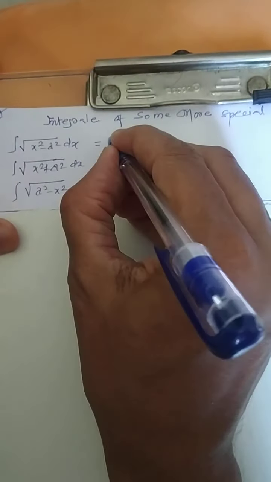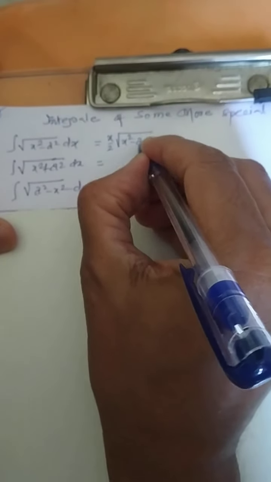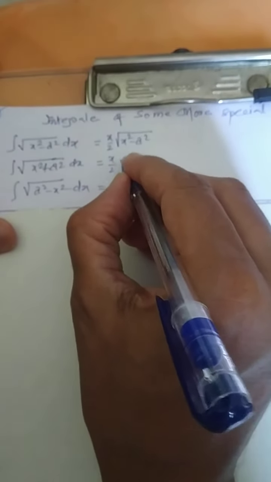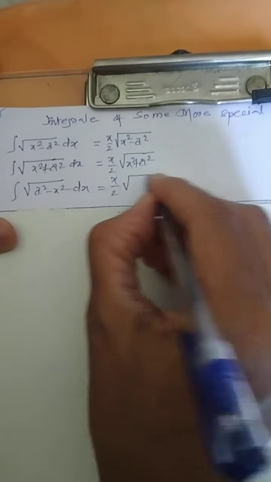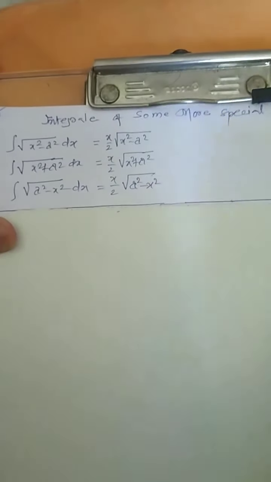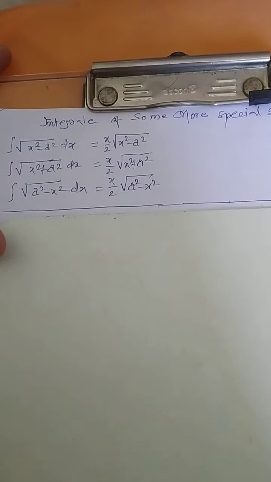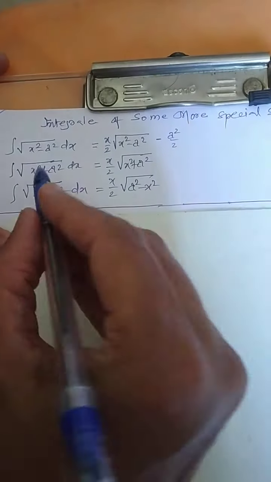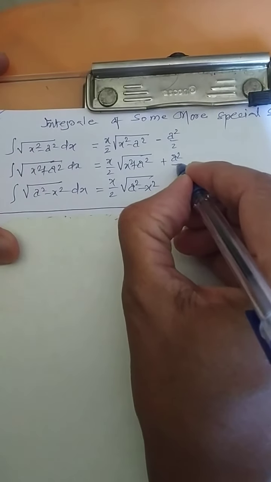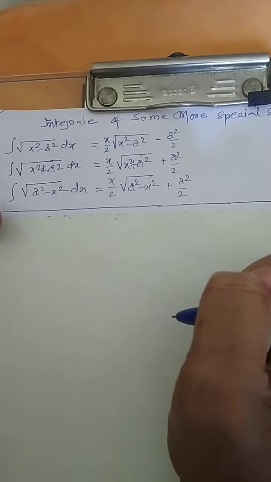Now whenever you get this type of problem, the answer will be like this: x by 2 into this expression, whatever the question is. The same expression I am writing, look. Same as the question. Now the further part: here, a square constant is negative, therefore minus a square by 2. Over here, positive, it will be a square by 2. This is how I am explaining how to recall the formula.